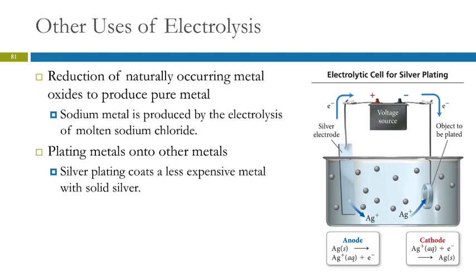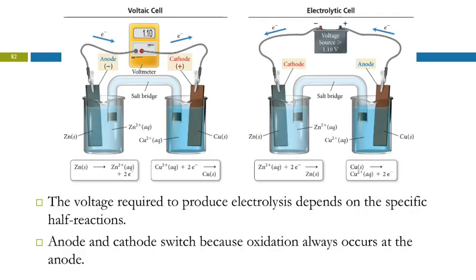And that would happen something like this, where you've got silver ions in solution, and you're going to oxidize. We're oxidizing silver over here, and we're reducing it over here. And so you can take the silver from the silver electrode and deposit it on an object. It's not a spontaneous process. The voltage that's needed to produce electrolysis will depend, of course, on the specific half reactions.